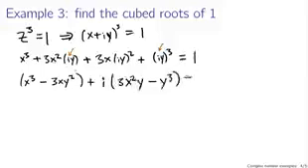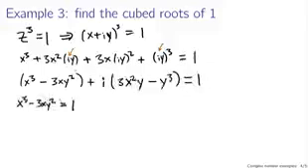And this is also going to have to equal 1. Now, in order for this complex number to equal this complex number, both the real parts and the imaginary parts have to be equal. So let's write those two separate equations. x cubed minus 3xy squared, the real part of the left-hand side, has to equal the real part of the right-hand side, 1.